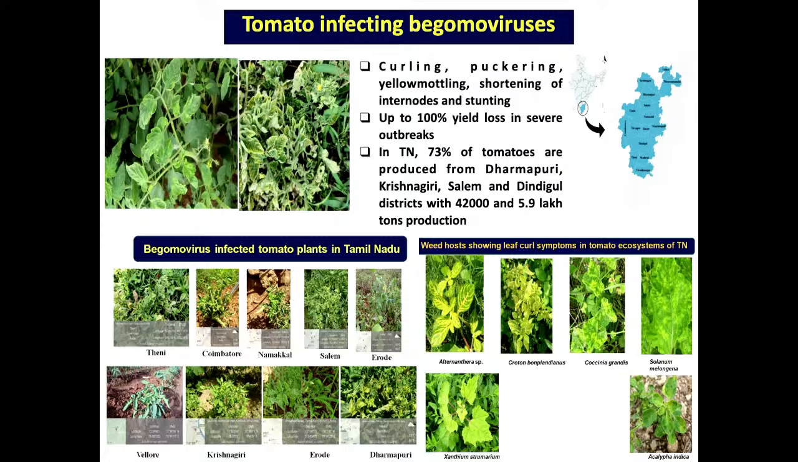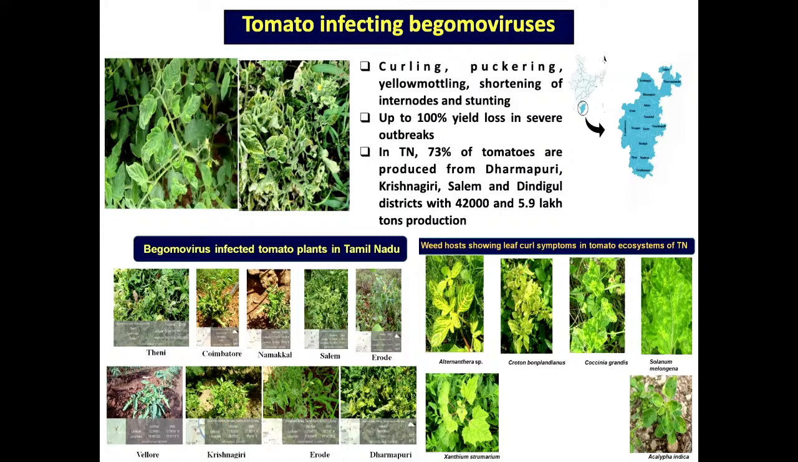In Tamil Nadu, 73% of tomatoes are produced from these four districts: Dharmapuri, Krishnagiri, Salem and Dindigul, and the symptoms vary, starting from leaf curl, but we don't get a yellowing symptom here. Only leaf curl, stunting, malformation of the leaves, and even sometimes fruits, and some of the weeds also get infected with the same viruses.